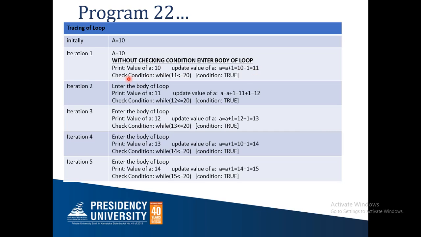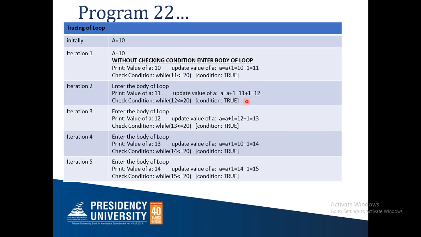Now we'll check the condition. The condition was 11 is lesser than 20. So the condition is true here. The moment the condition is true, again we are going to enter the body of the loop. So our second iteration is started. We are entering the body of the loop. Now the new value of a is 11. We are updating the value of a as 11 plus 1, 12.